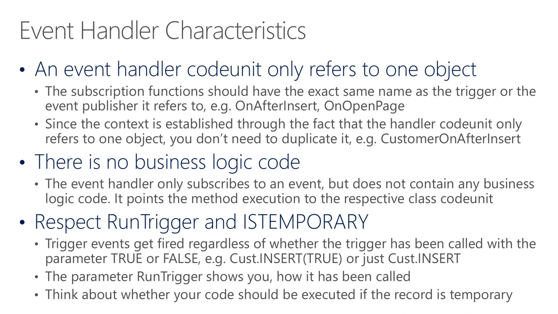Since the context is established through the fact that the event handler code unit only refers to one object, you don't need to duplicate its name, as for instance in customer onAfterInsert. As we have seen, there is no business logic inside an event handler code unit. The event handler only subscribes to an event but does not contain any business logic code. It points the execution of the method to the respective class code unit. We have learned that we should always respect the runTrigger parameter and the fact whether a record is only temporary or persisted in the database.